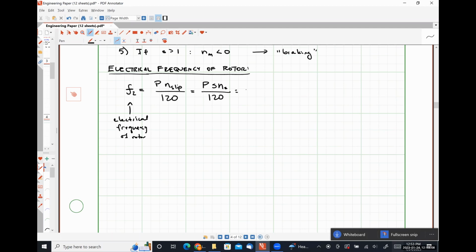And so I'm going to do a little bit of manipulation here. I'm just pulling this s out. And so I'm going to have P times Ns over 120. And that bit right there is nothing more than our stator frequency. So the electrical frequency of our rotor is simply the product of the slip times the electrical frequency of our stator.